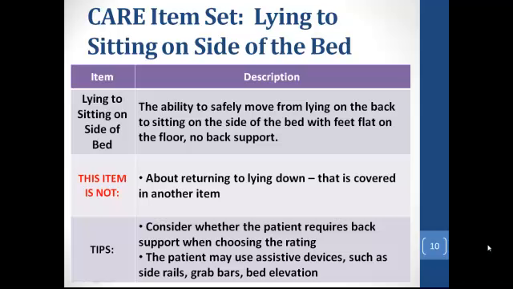The first care mobility item is lying to sitting on the side of the bed. This item is defined as the ability to safely move from lying on the back to sitting on the side of the bed with feet flat on the floor and no back support. This item is not about returning to lying down, because that is covered in another item.